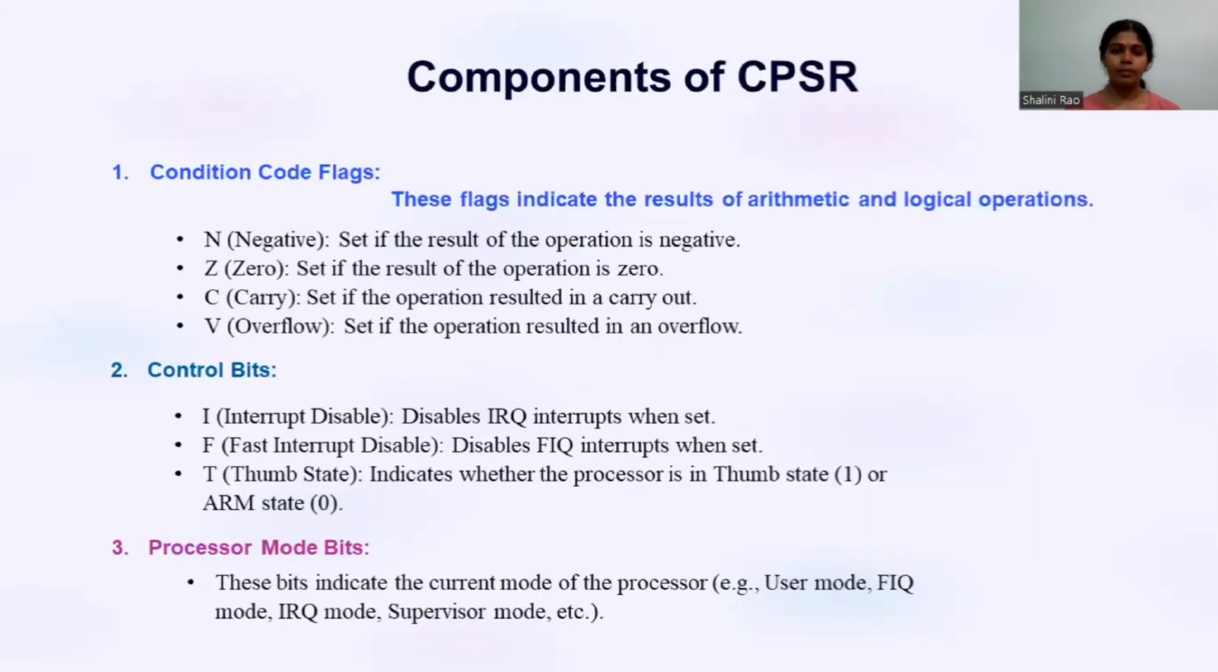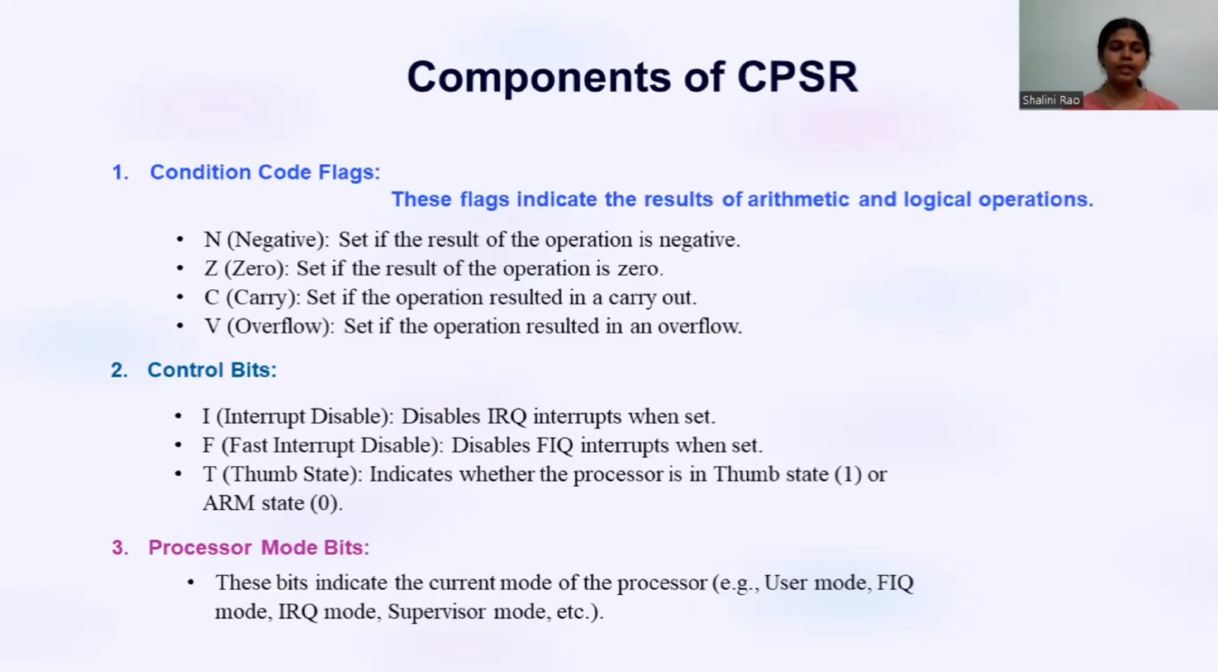Components of CPSR, condition code flags. These flags indicate the result of arithmetic and logical operations. N, negative, is set to 1 if the result of the operation is negative. Z, zero, is set to 1 if the result of the operation is 0. C, carry, is set to 1 if the operation resulted in a carry out. V, overflow, is set to 1 if the operation resulted in an overflow.